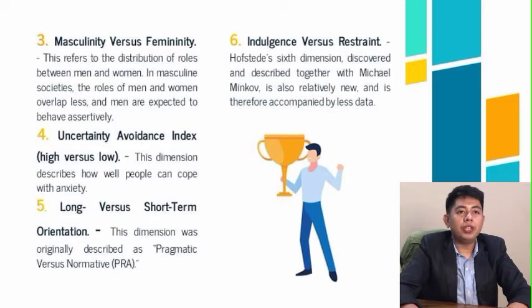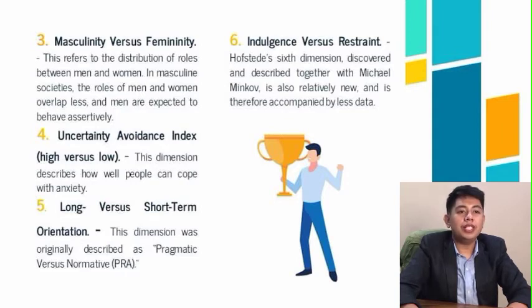Number 5, long versus short-term orientation. This dimension was originally described as pragmatic versus normative, or PRA. It refers to the time horizon people in a society display. Countries with a long-term orientation tend to be pragmatic, modest, and thriftier.